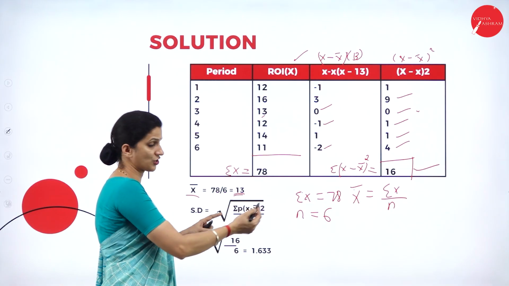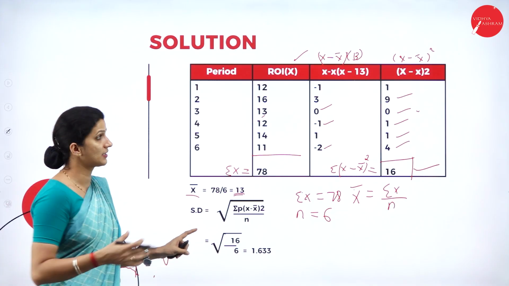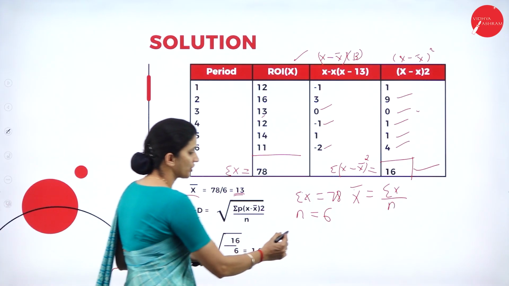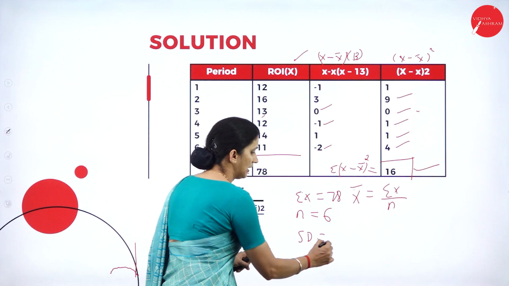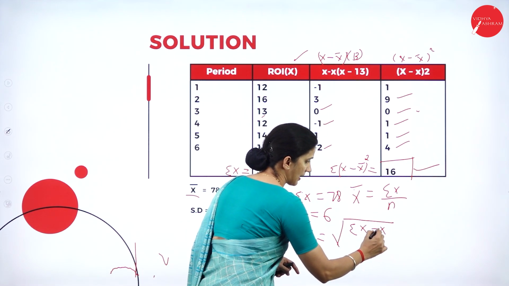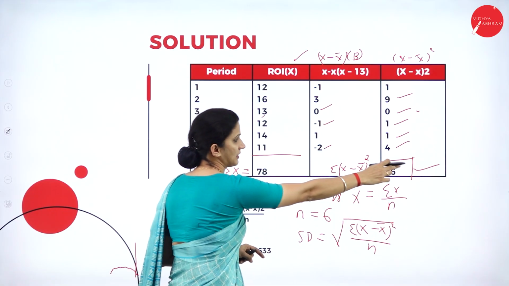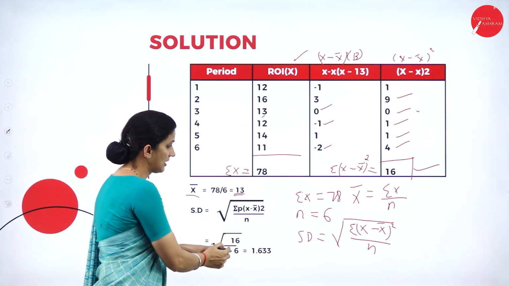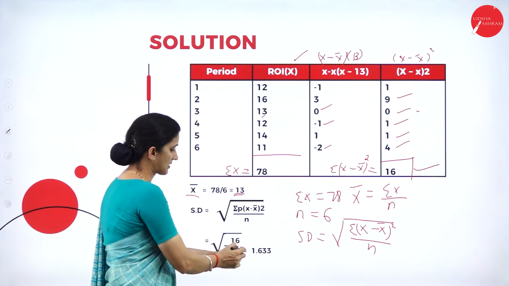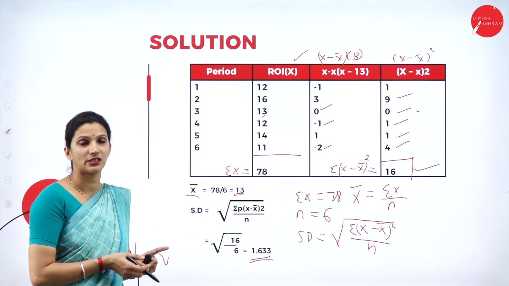So here in this question we don't have P, that means the probability is not given in your question. So your standard deviation formula is root of sigma x minus x bar whole square divided by n. So sigma x minus x bar square is 16 divided by n, which is 6. So it is equal to 1.633, the standard deviation.